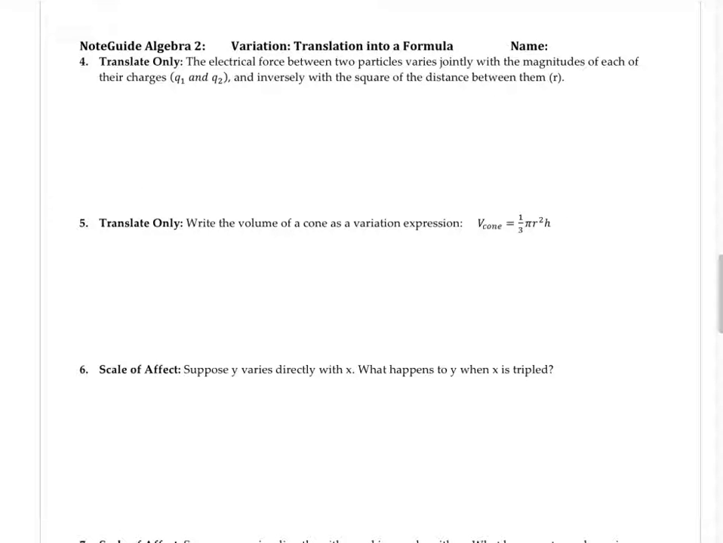So it says the electrical force between two particles varies jointly with the magnitudes of their charges. So I'm going to say electrical force, you know what, I'm going to call that F. It's varying, so I'll put in a constant. And it's jointly with their charges, so that's all going to be multiplied, Q1 times Q2. It also looks like it varies inversely with the square of the distance between them, and we're going to call that R, so that's going to be divided since it's inverse, and R squared on the bottom.